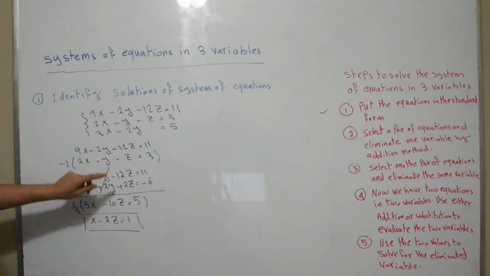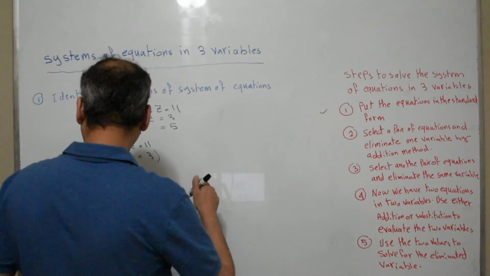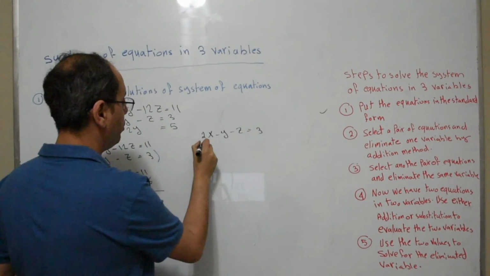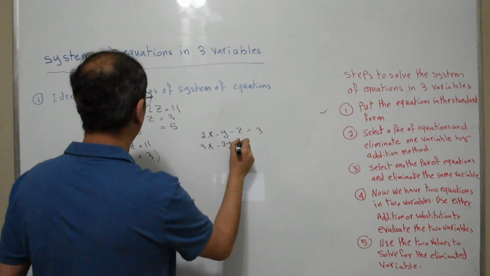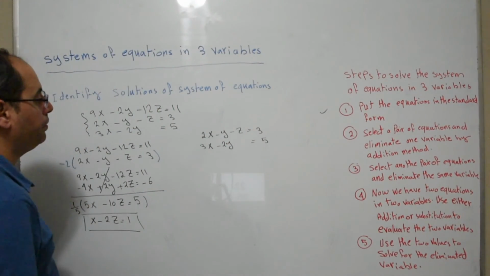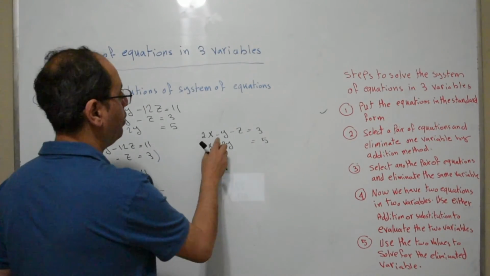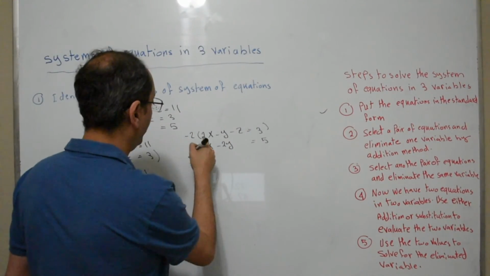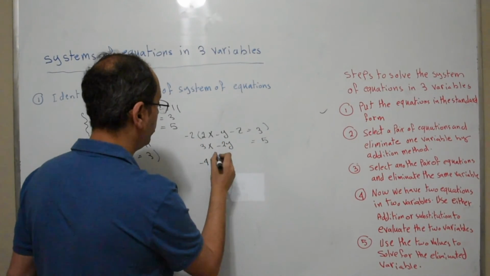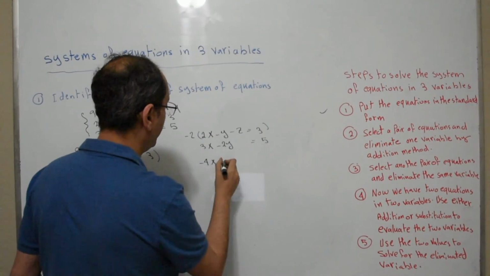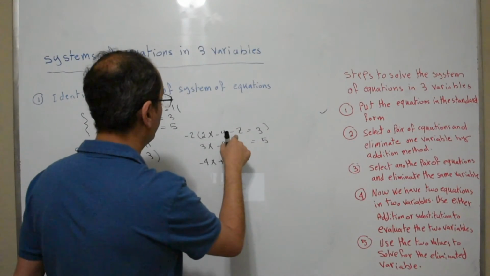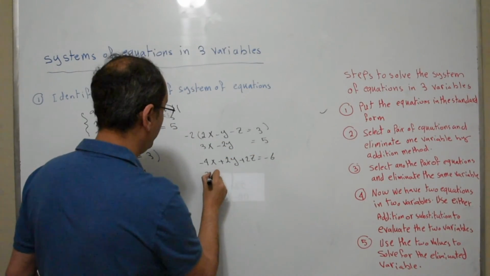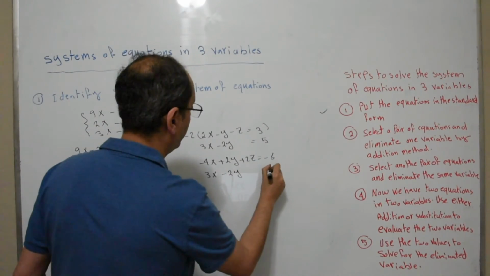Now I'm selecting the next two, and I have to eliminate y also. Okay, so I have 2x minus y minus z equals 3, and I have 3x minus 2y equals 5. All right. So what's going to happen if I multiply the first one by negative 2 again? So I will write this one: negative 4x, and negative 2 times negative y is plus 2y, and negative 2 times negative z is plus 2z, and this is equal to negative 6. Now 3x minus 2y, and this is equal to 5.